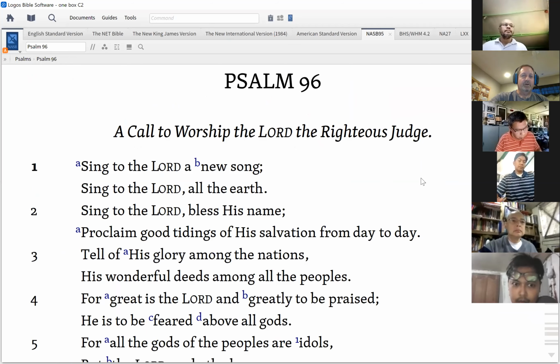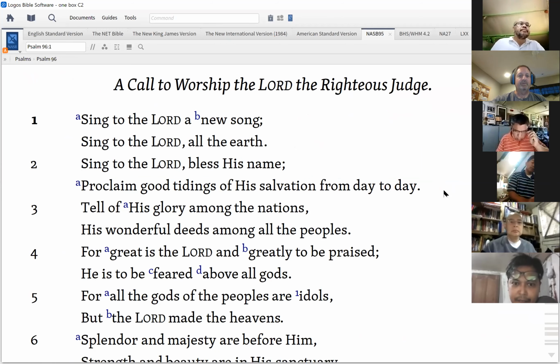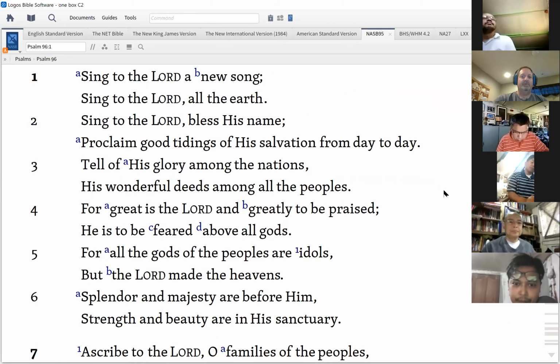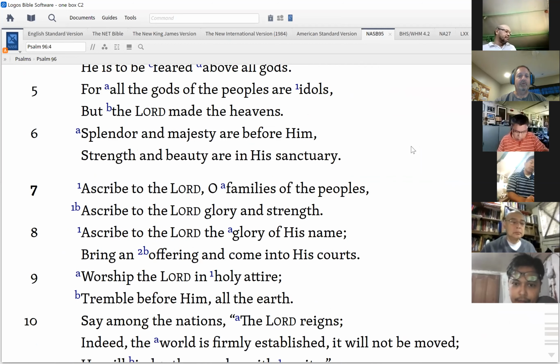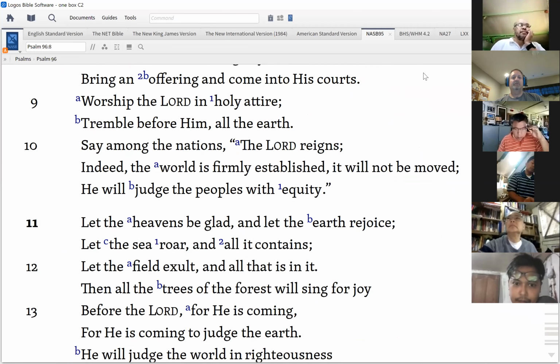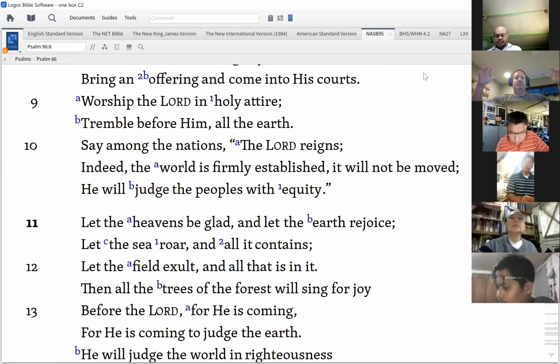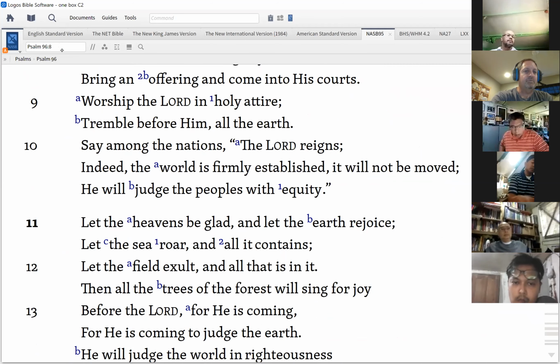Sing to the Lord new songs, sing to the Lord all the earth, proclaim the good tidings, tell of his glory. Great is the Lord, greatly to be praised. Splendor and majesty are before him. Verse 10, say among the nations, the Lord reigns. So this idea of God reigning, his greatness, his power, and we see similar statements in Psalm 98 as well.